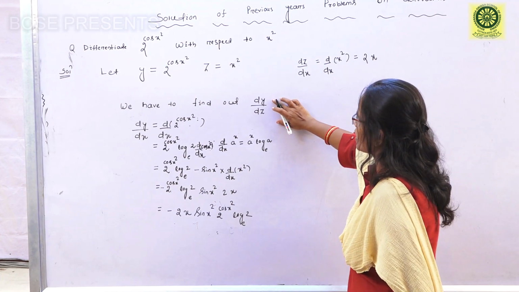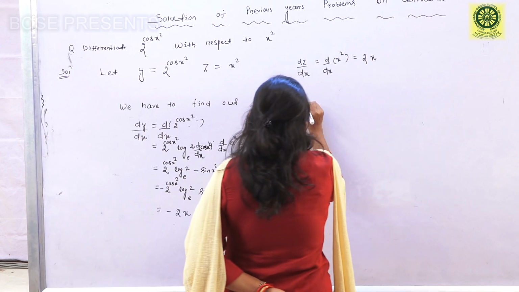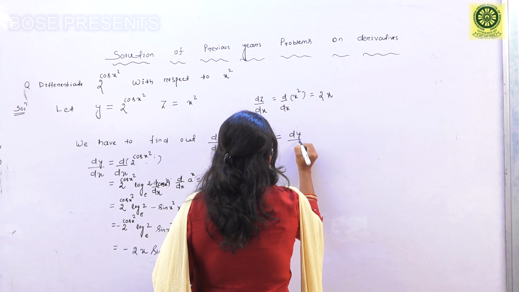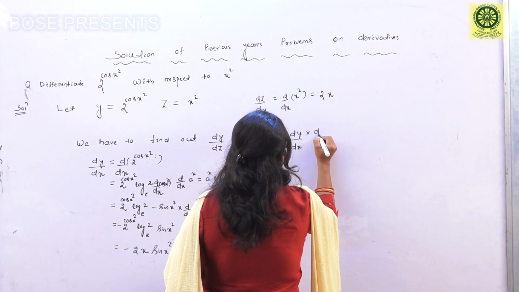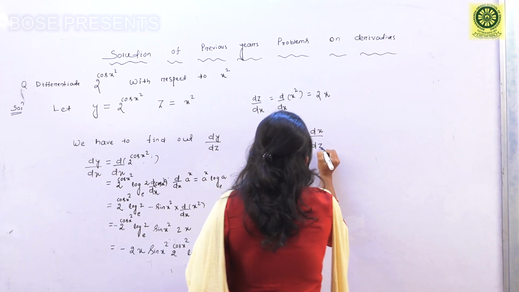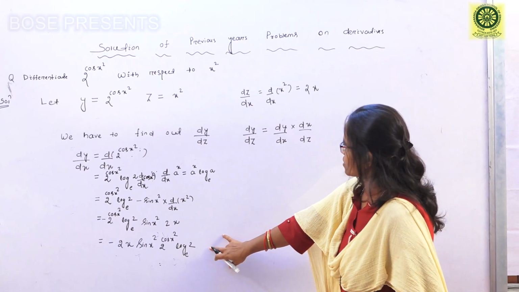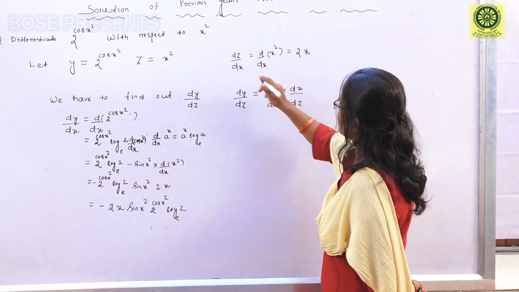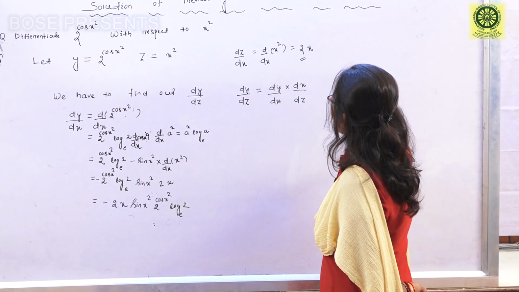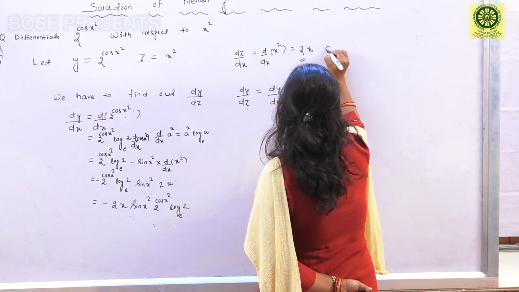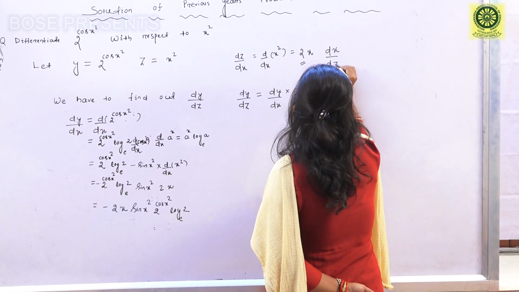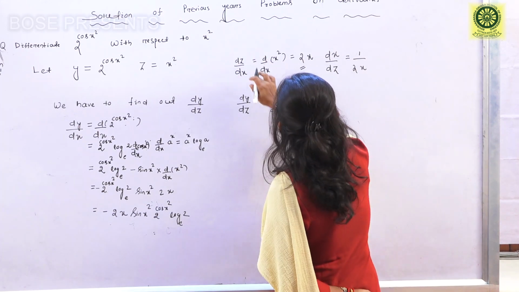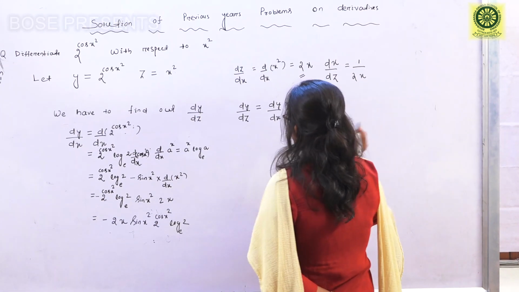But we need here dy by dz. So dy by dz equals what? dy by dx into dx by dz. We got here the value of dy by dx, but for dx by dz, we got the value of dz by dx. So dx by dz is 1 divided by 2x, because 1 divided by dz by dx equals 1 divided by 2x.